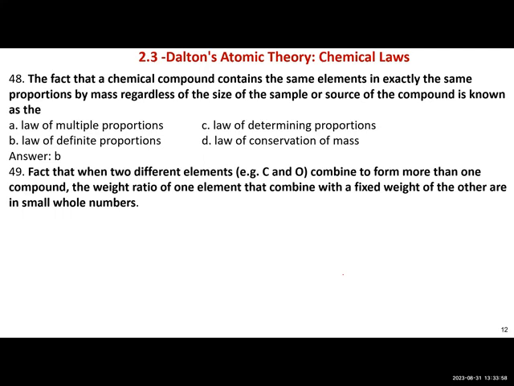When you look at two different atoms, carbon and oxygen, combined to form more than one compound, the weight ratio of the element that combines with a fixed weight of the other is a whole number ratio. That is a multiple proportion.